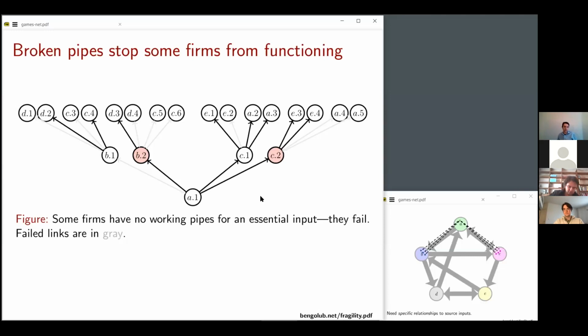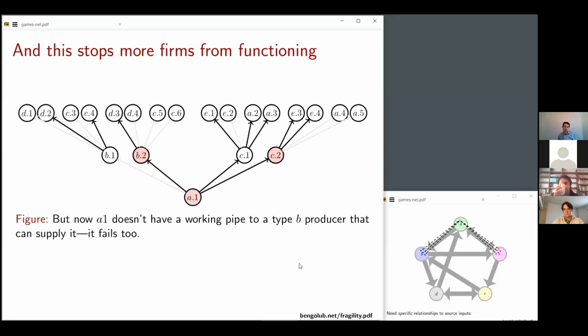Once we've realized that, we say, oh, look, now, unfortunately, firm A1, this focal firm of ours, lacks a working supplier of a necessary input. Can't source from this guy because the pipe doesn't work, can't source from this guy because he himself can't produce. So that also turns red, and that's bad. And so now A is removed.